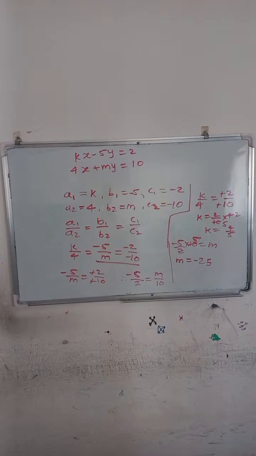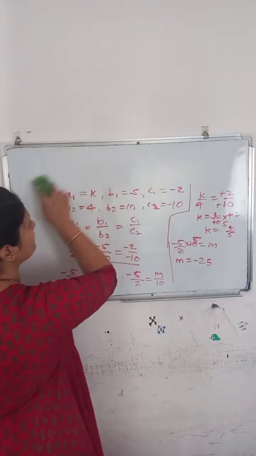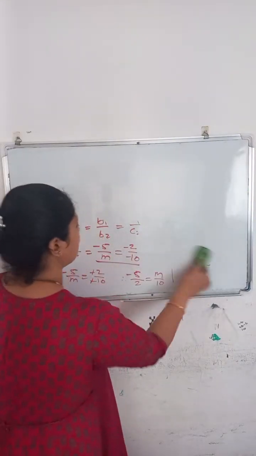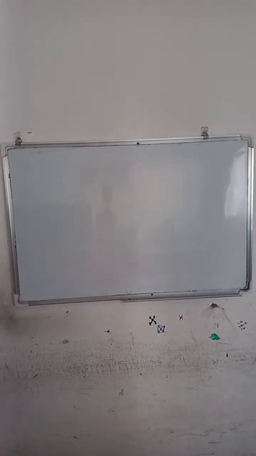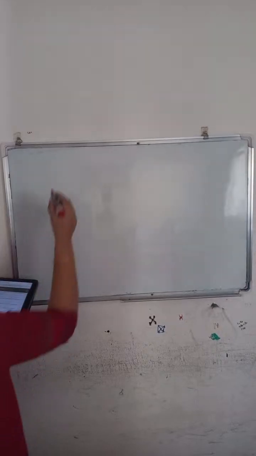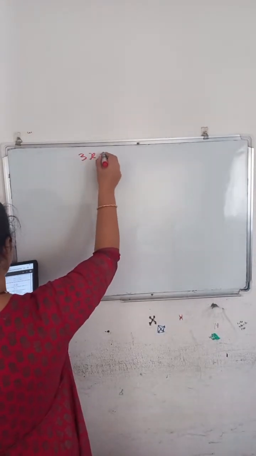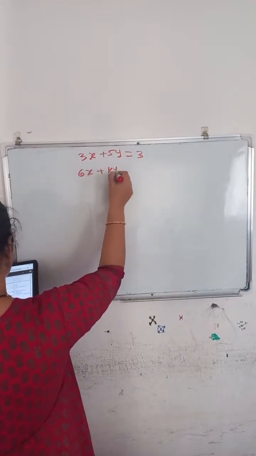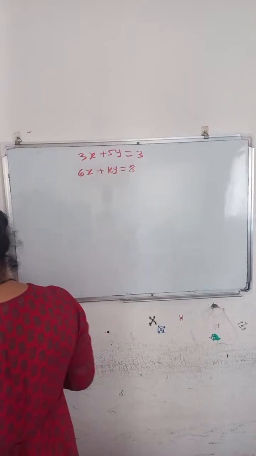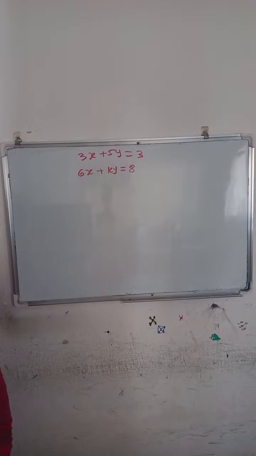Okay, write down. The pair of linear equations 3x plus 5y is equal to 3 and 6x plus ky is equal to 8 do not have a solution. Find the value of k.